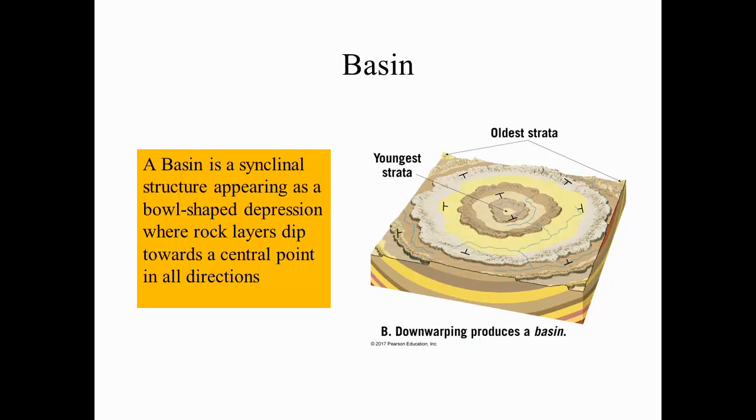Now, a basin, on the other hand, is a synclinal structure appearing as a bowl-shaped depression where rock layers dip towards a central point in all directions. And notice that in cross-section, regardless of how we slice through the basin, we do see a synclinal form occurring below the surface.